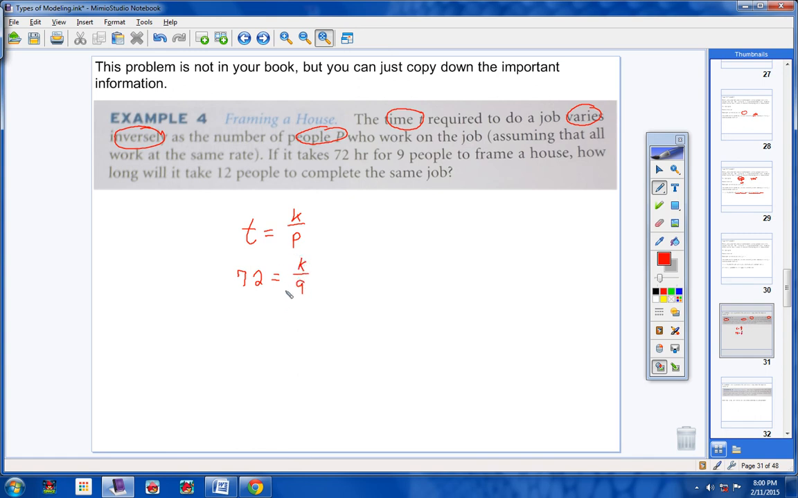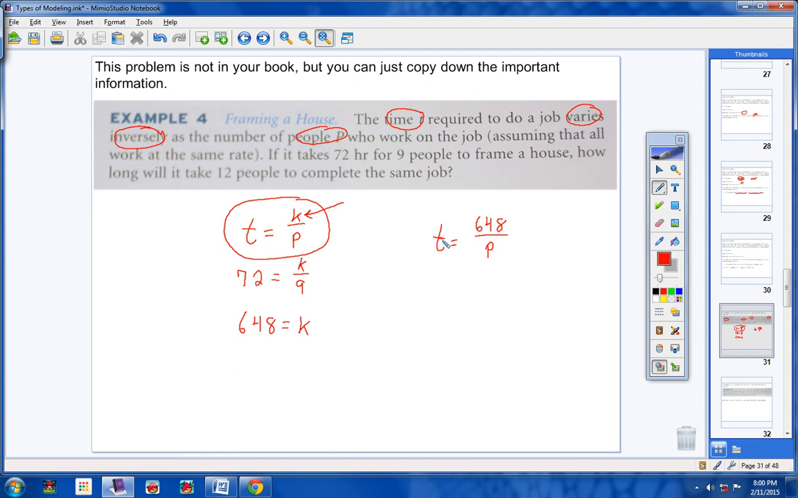If I want to solve for K, I'm going to multiply both sides by 9. So 72 times 9 will be 648. So 648 equals K. Now I can take this, substitute 648 in for K, and I should be cruising right along. T equals 648 over P. Alright, there we go. Now, how long will it take?